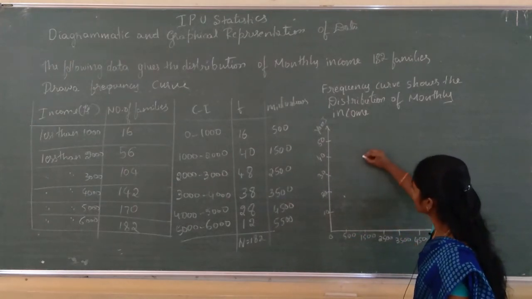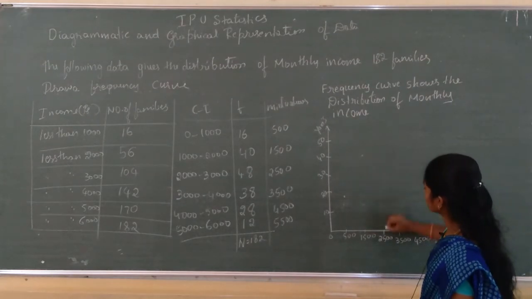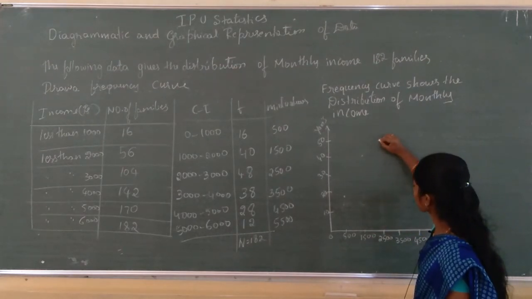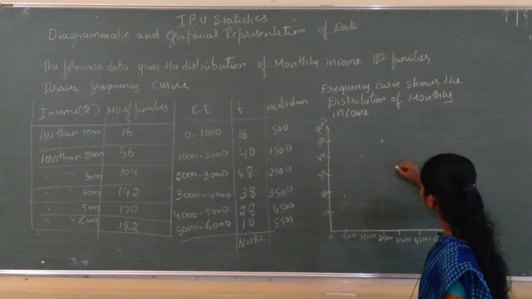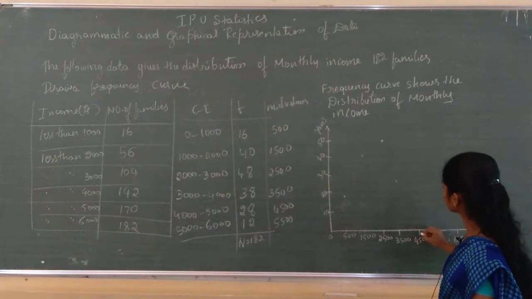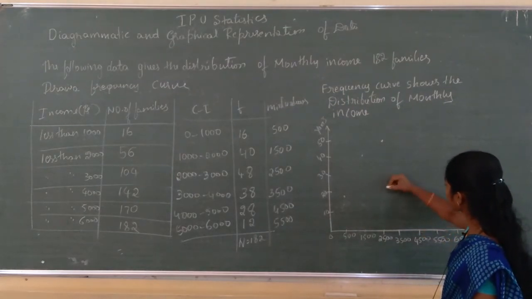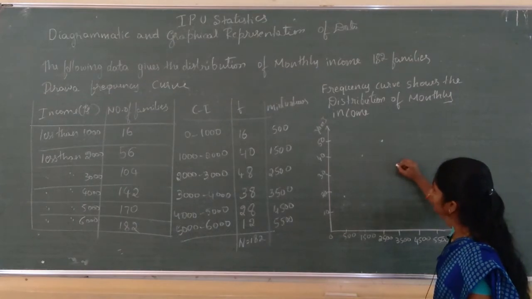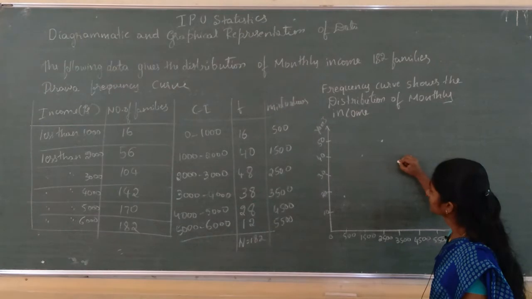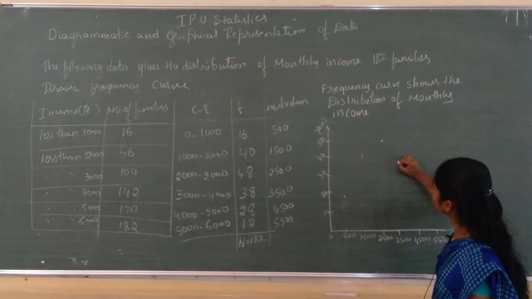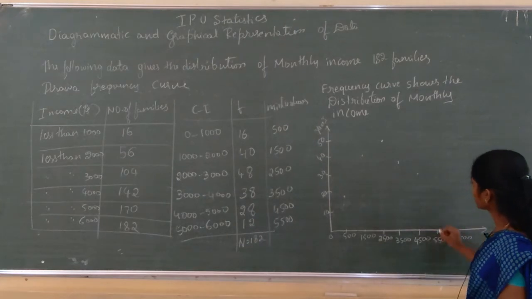Then 40, and here 48, and here 38, and here 28. Sorry, 38, okay, 38. Here 28 and 12.